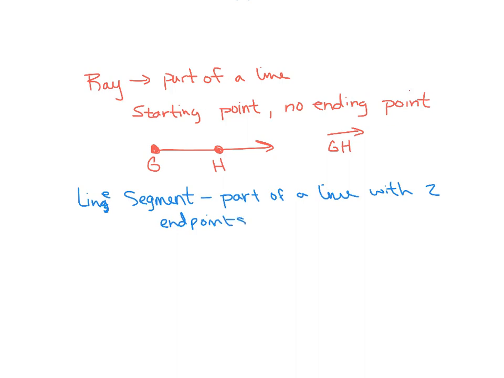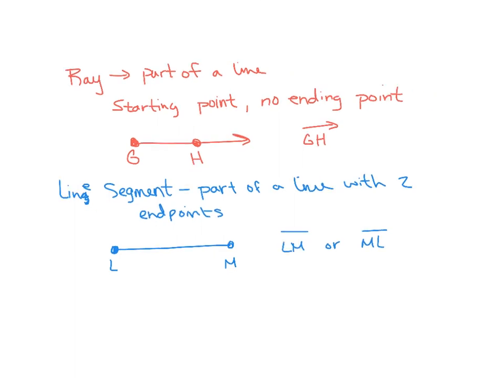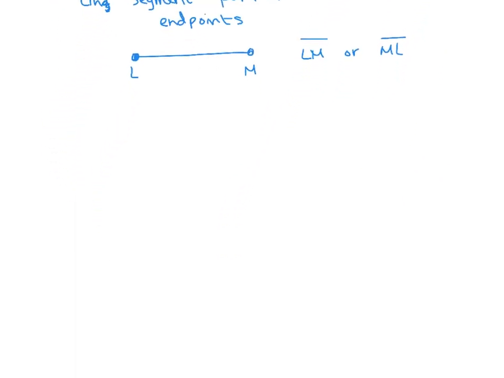So it looks something like this. L and M. And since both ends have an endpoint, you can write it either as LM or ML. So the only time it matters what order you put it in is if there is a definite endpoint, so if there's an arrow on just one end. But if both ends look the same, you can write them in any order.